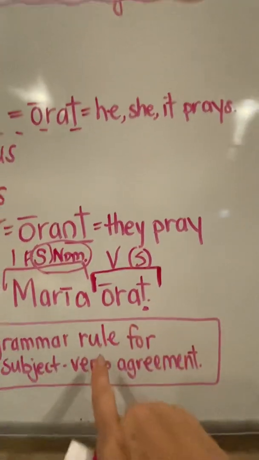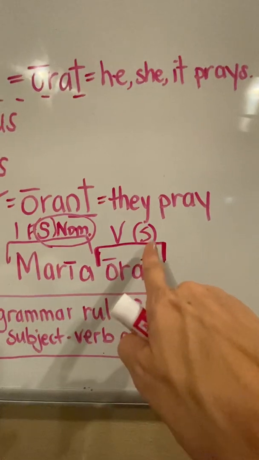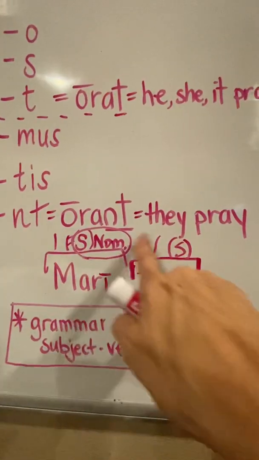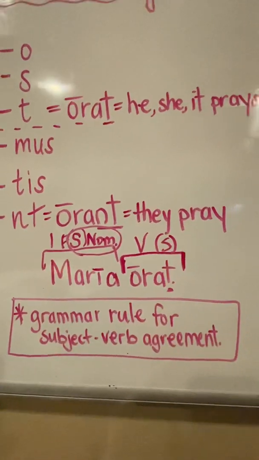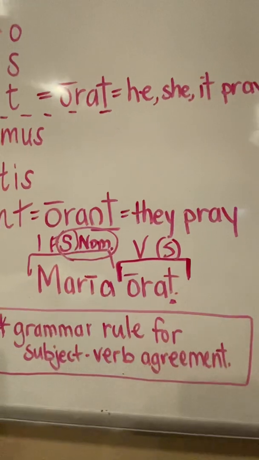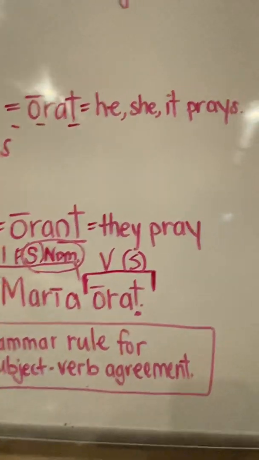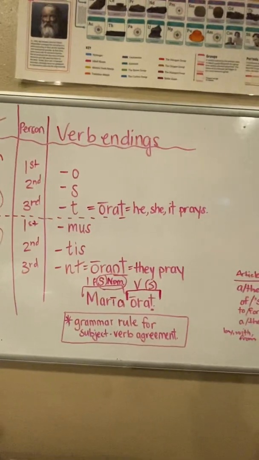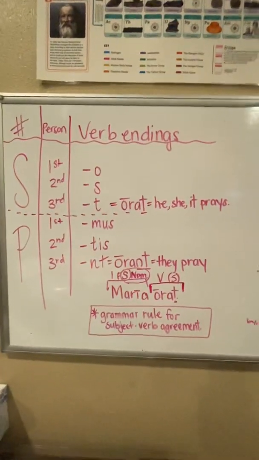And then using that rule of agreement, we see we've got a singular verb and a singular subject. Those are in agreement, okay? And so we're ready to translate. So then we just translate it as Mary prays, okay? So that's all I wanted to share. I just wanted to give you a quick little overview of how that's all working together.